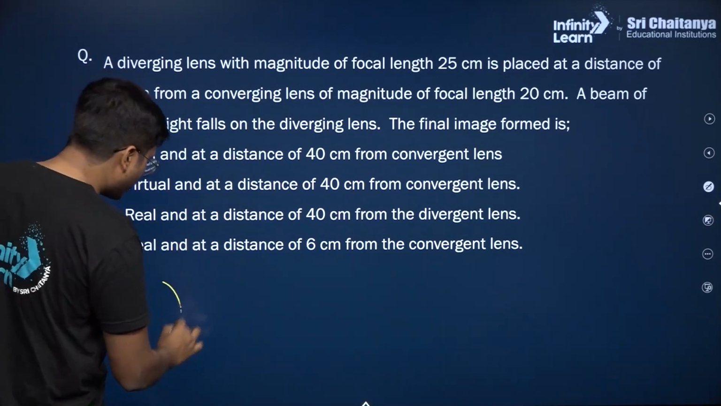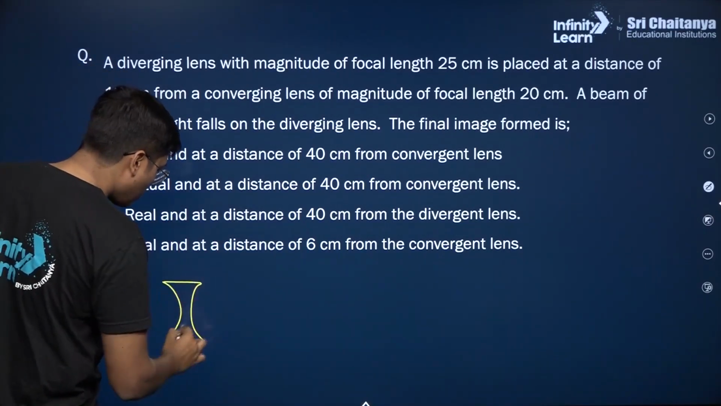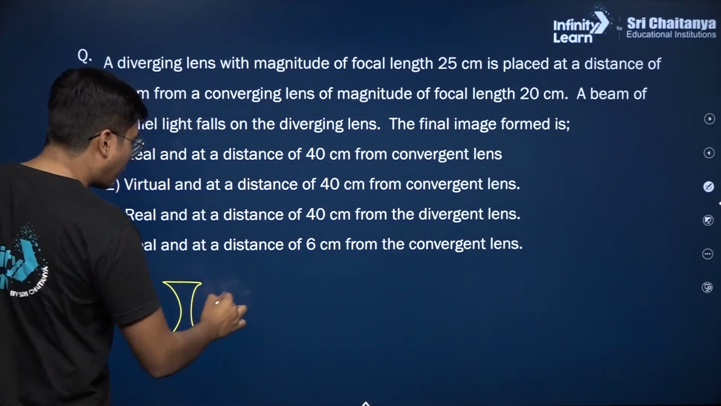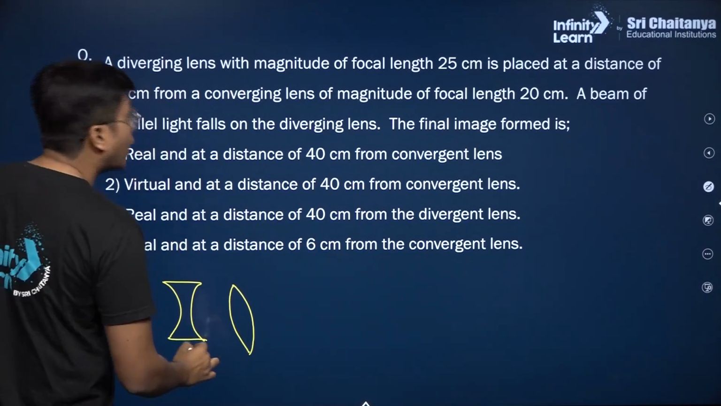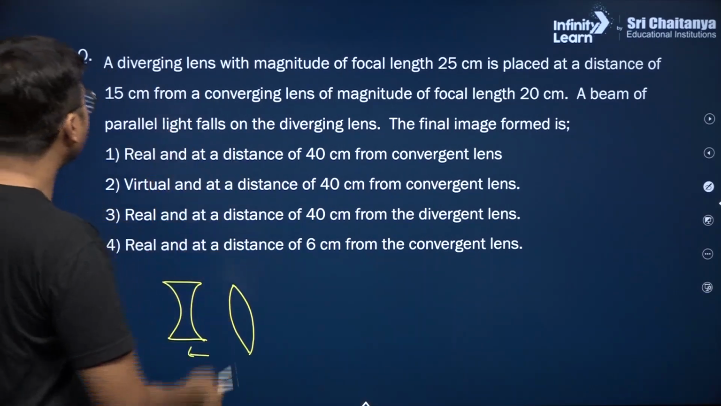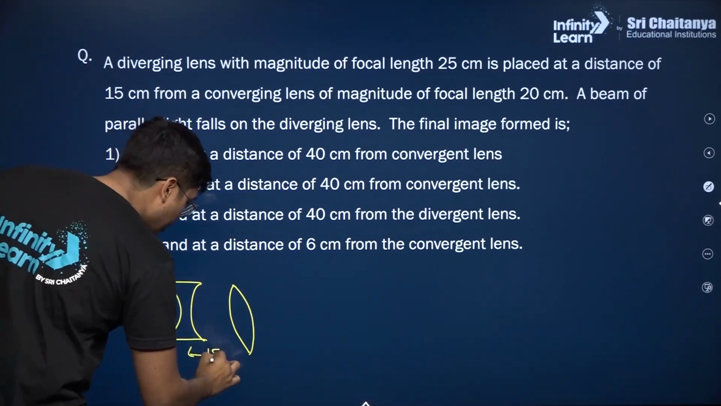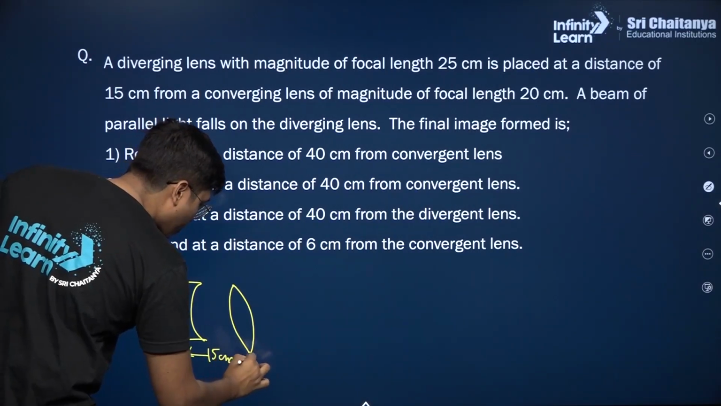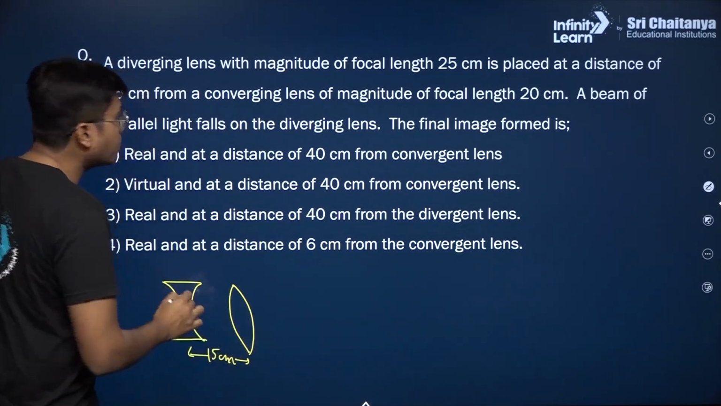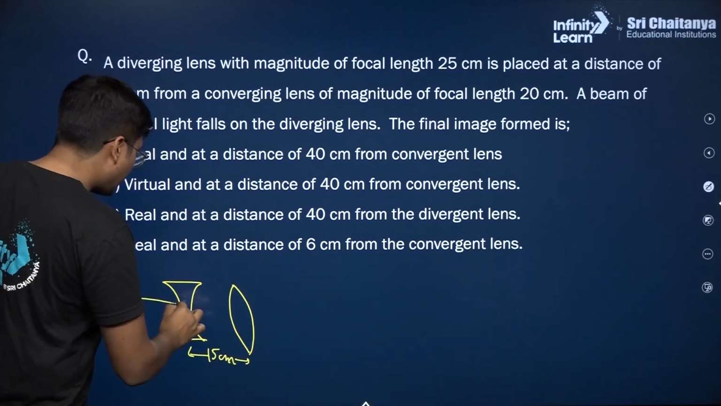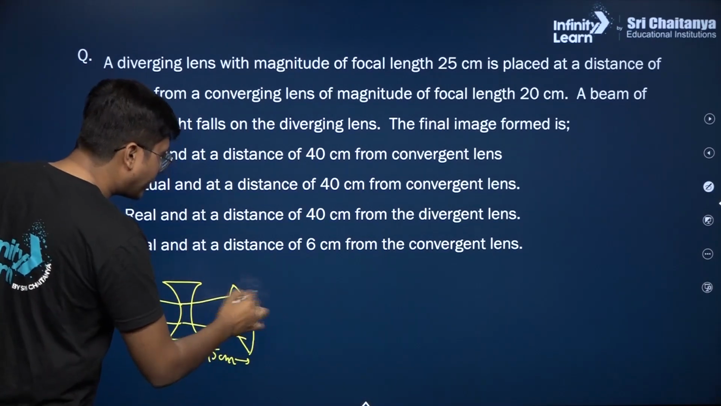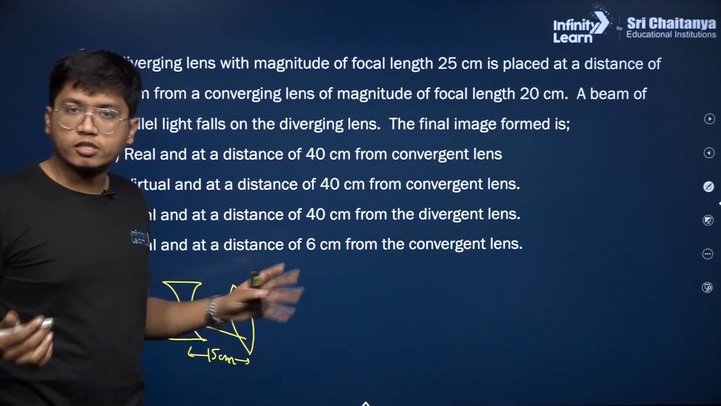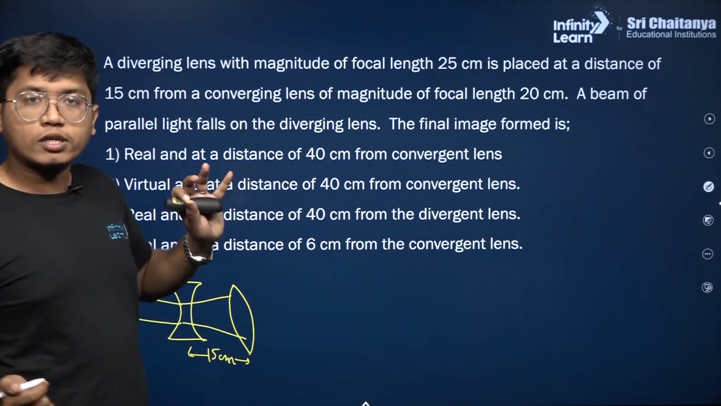So you first have a diverging lens, and after that you place a converging lens. Now this distance has been said to be 15 centimeter. And now you bring in parallel rays. Parallel rays come in and they are going to diverge out. And then you have the formation of the image from the converging lens. That we are not concerned with.